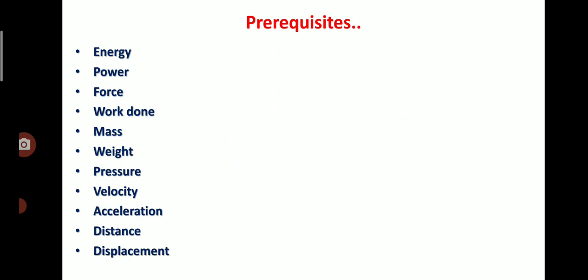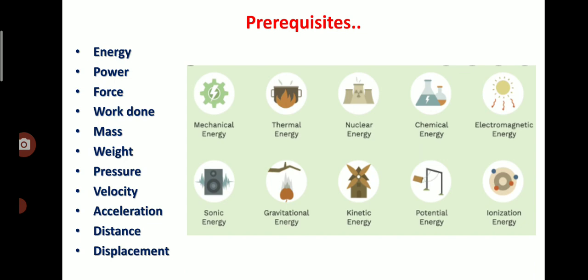So always any kind of thing starts with energy. Energy has two types. One is called kinetic energy, another is called potential energy. There are different forms of energies available like mechanical, thermal energy, nuclear energy, chemical energy and all.